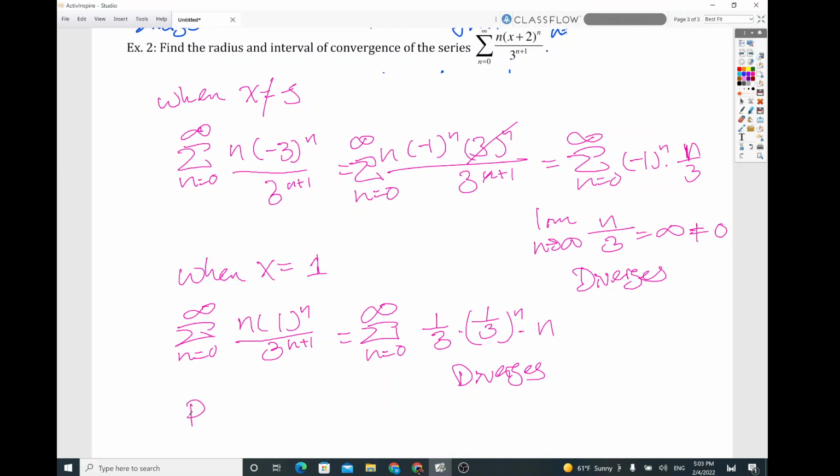So the interval of convergence would be from -5 all the way to 1.